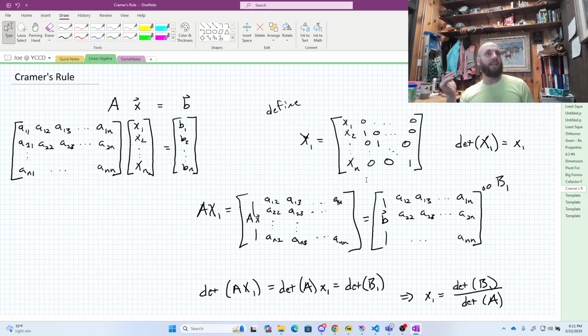But it's a cool little trick, and it's a neat way to solve something relatively quickly.